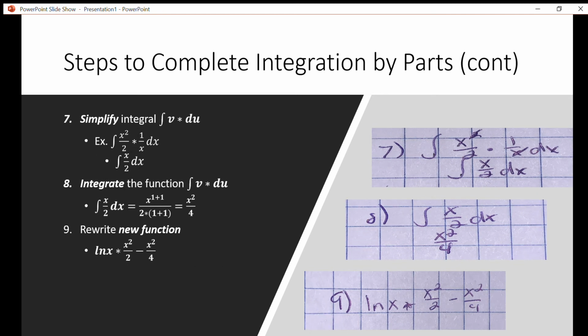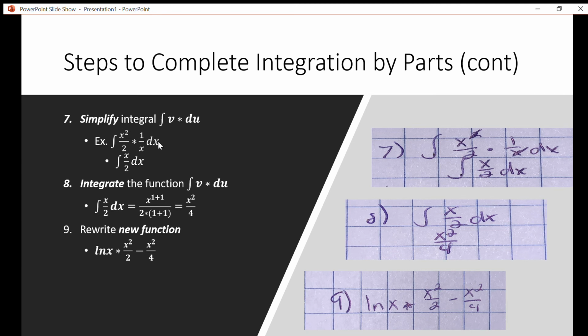Now, we need to simplify our integral, the part that's on the right side. So we look at our function here. We have x squared over 2 times 1 over x dx. So if we remember from college algebra, if we have 2 variables where one is over the other, we subtract the exponents. So here we have x squared over x. So we would subtract 2 minus 1, because we know that the bottom x will cancel 1 from the top.